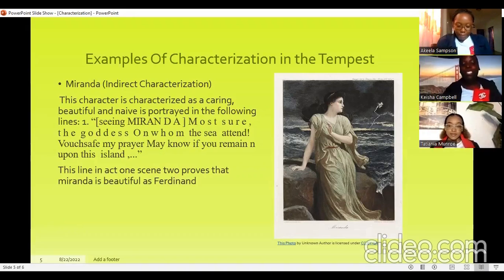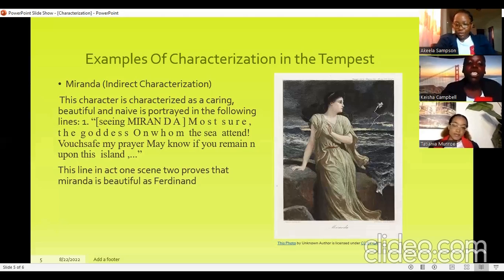I like the interactive class we're having today. Just like Ms. Tatiana said about direct and indirect characterization, now we're going to look for the indirect characterization found inside the templates. So with Miranda as an example, let us see how we can identify indirect or direct characterization. Inside the templates, the character is characterized as caring, beautiful, and naive. It is portrayed in the following line.